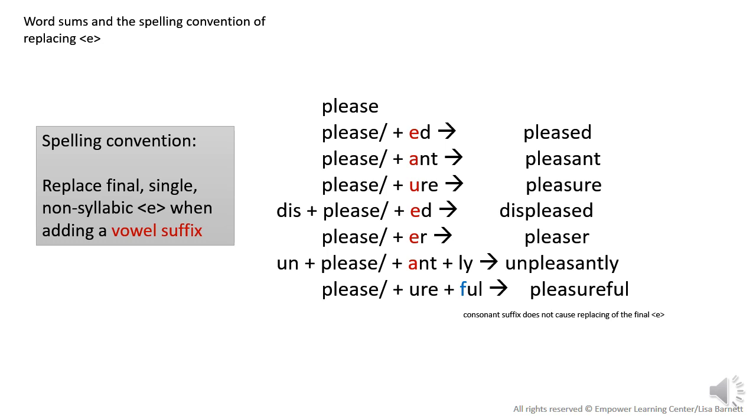You get P-L-E-A-S-E plus U-R-E plus F-U-L. Now sometimes if you're adding another suffix onto U-R-E that is a vowel suffix, you might also be replacing the E on that particular morpheme. But in this case, it's adding F-U-L, and F is a consonant. So the first letter of the suffix determines if it's a vowel suffix or a consonant suffix. So pleasureful replaces the first E because the U is a vowel. The second E in that morpheme grouping is not replaced because there's a consonant suffix.